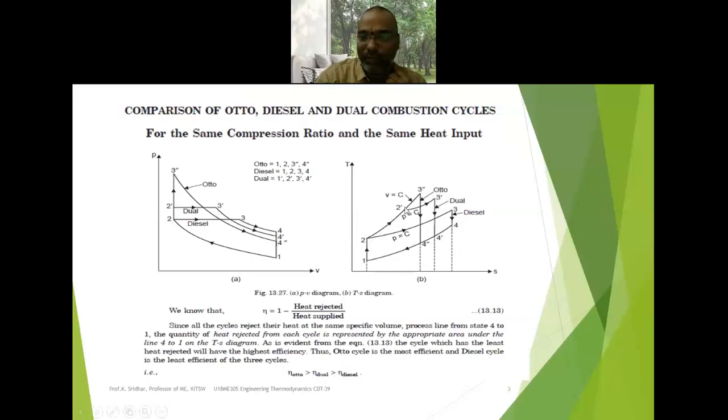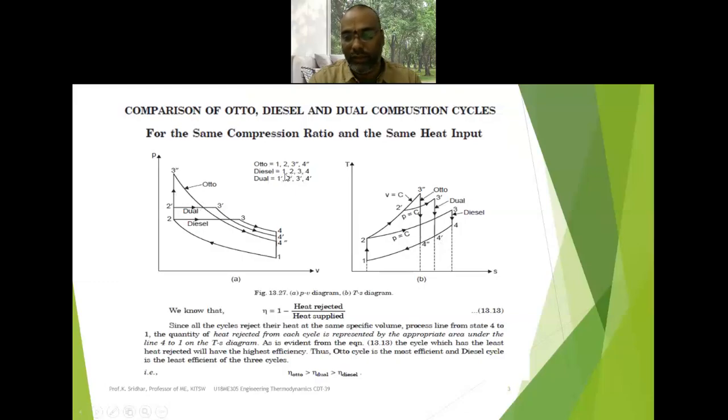It is Otto cycle. Next one is 3 double dash to 4 double dash. It is an isentropic expansion process taking place in the expansion stroke. Next, 4 double dash to 1 is a constant volume heat rejection in the exhaust stroke. So it is the representation of the Otto cycle on PV and TS diagram.